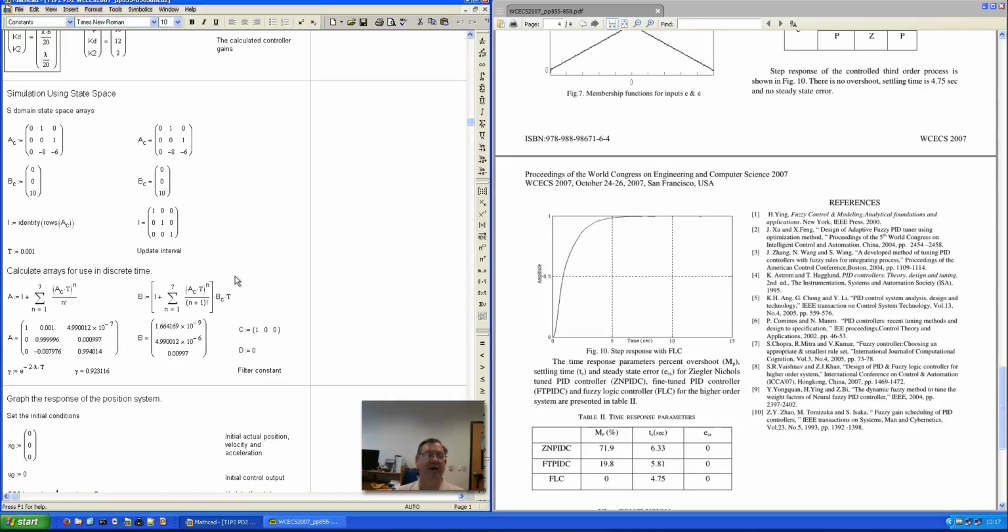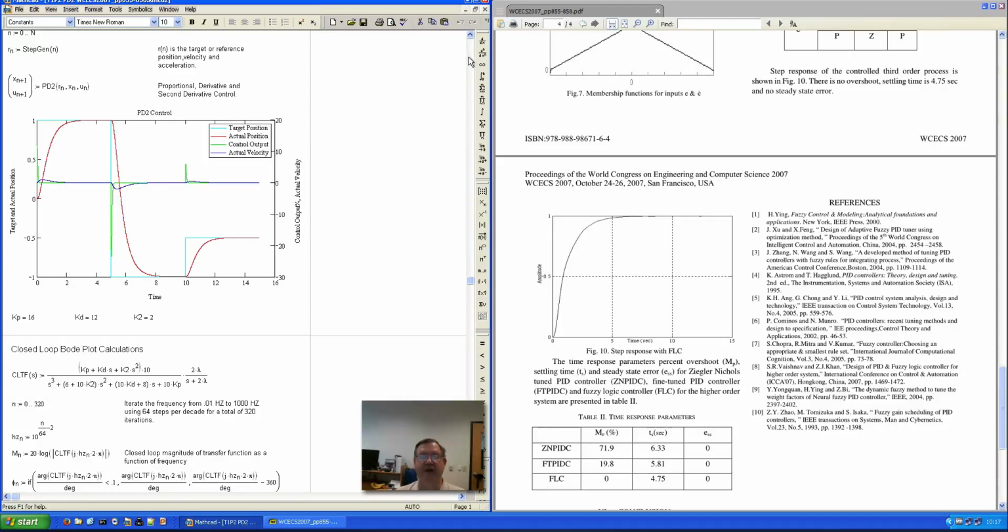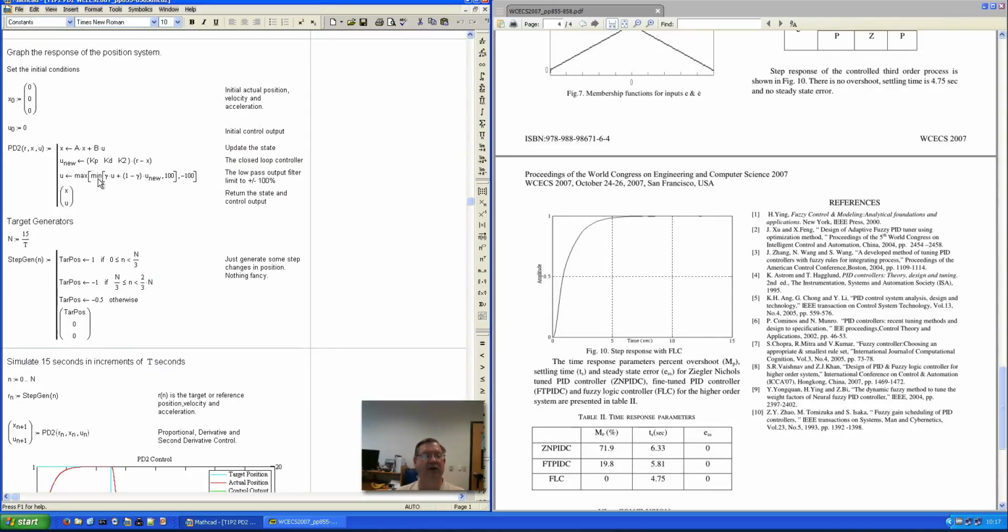So let's go on down. This is the calculations for the state space arrays for the open loop part of it. And I got to convert the continuous time domain into discrete time domain. I've done this on many of my other videos. Oops, skipped a little bit here. I have my PD2 controller, which is pretty basic. This is a basic state space update the current state with the current output. And you can see I'm starting at 0 for my position, velocity, and acceleration. That's my initial output. And then this is implementing the low-pass filter.